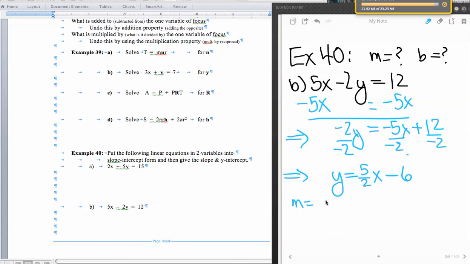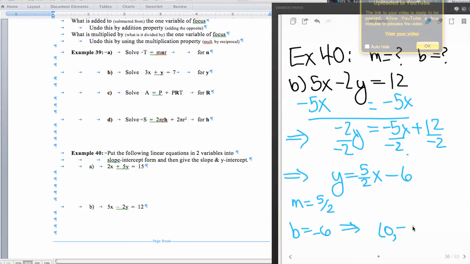My slope, which is the numeric coefficient of the x, is equal to 5/2. Remember, it doesn't have an x in it. And my y-intercept is the constant, which is a negative 6. And remember that I really do prefer to see those as ordered pairs, because we're going to have to label them if we graph it, as a 0, negative 6. And there we go. That's our slope-intercept form.